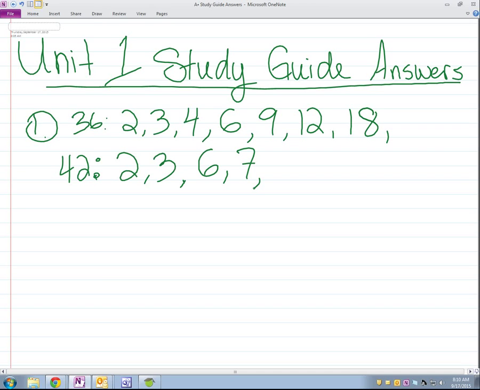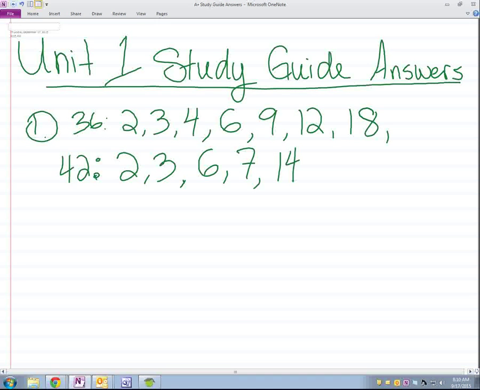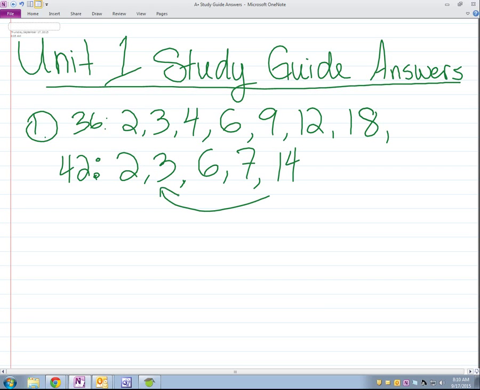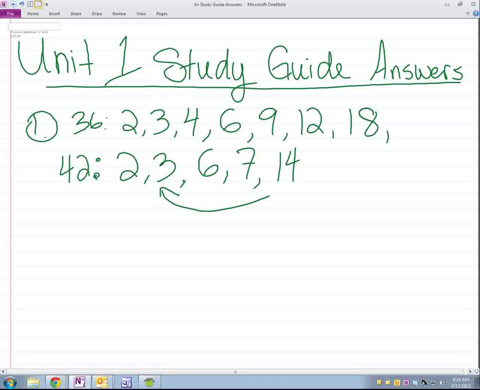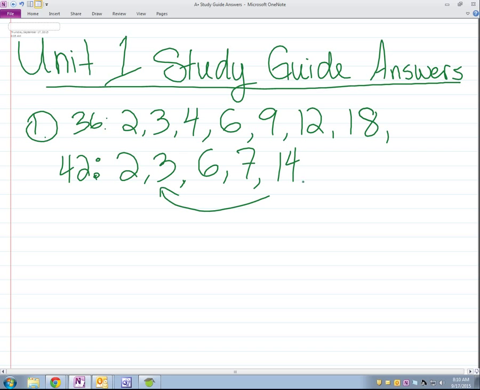Where were we? 21. Okay, there's also 14 in there because 14 times 3. Have you guys seen that before? Once you crawl your way up, all you do is the other side of the multiplication. So 14 times 3, then 21 times 2. See that? 6 times 7. That's how you can check yourself.